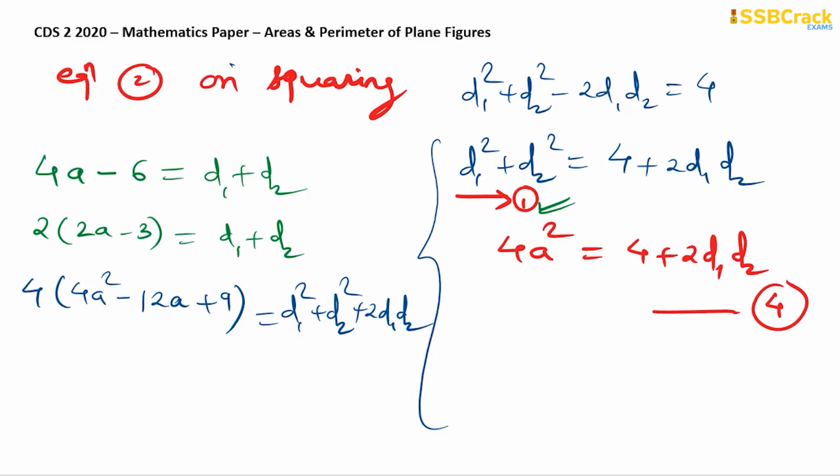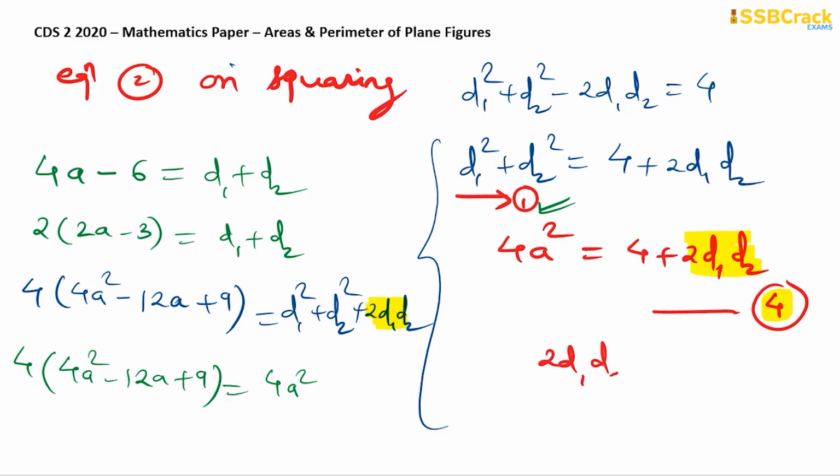As I told you, on the right hand side we have the expression to reuse, this d1 square plus d2 square, which is 4a square. And you also know now the value of 2 d1 d2 from equation 4. Did you notice? This 2 d1 d2 value is 4a square minus 4. So I would write that here, so it is plus 4a square minus 4.